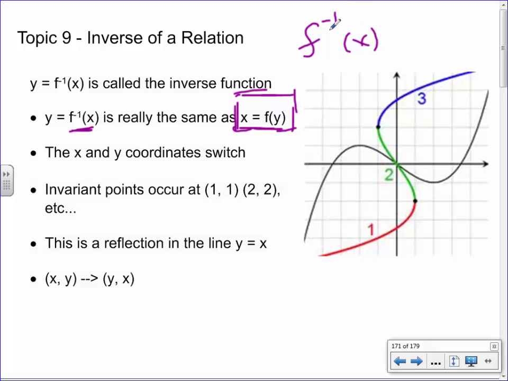This -1 was poorly chosen because this is not the same as f of x to the -1. Do you guys remember what a to the power of -1 really means? 1 over. Yeah, it means it's 1 over f of x. And that's a reciprocal function, which we're going to do in our non-polynomial section. So this is poorly chosen to put the -1 in between the f and the x. But if you ever see either of these notations, all you do is flip x and y around.